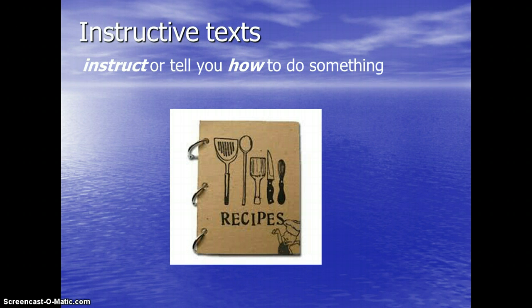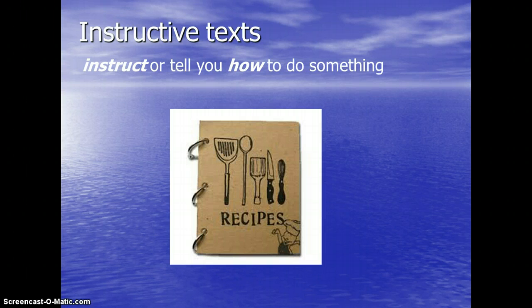The next category are the instructive texts. They instruct you or tell you how to do something. For instance, a recipe. A recipe wants to instruct you how to cook something or bake a loaf of bread. You can also have a leaflet that comes with a piece of furniture that wants to tell you how to put it together or take care of it. From IKEA, you know, for instance.